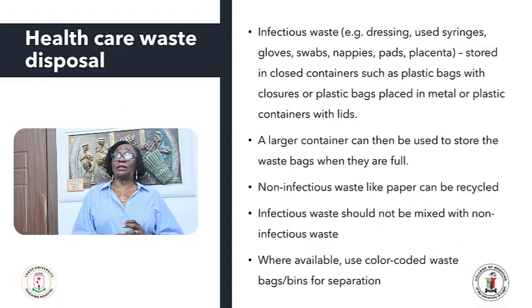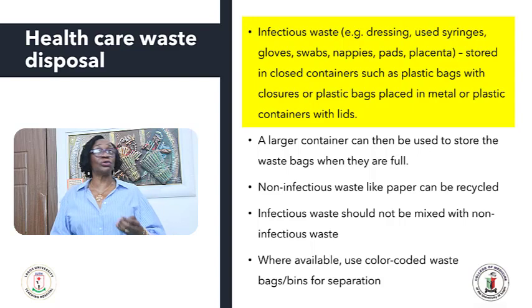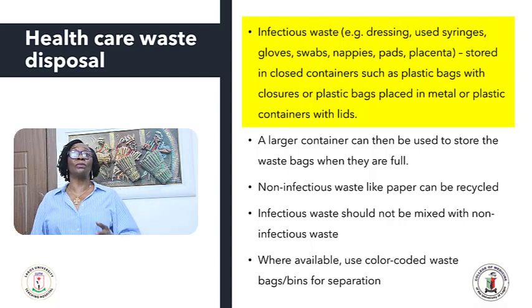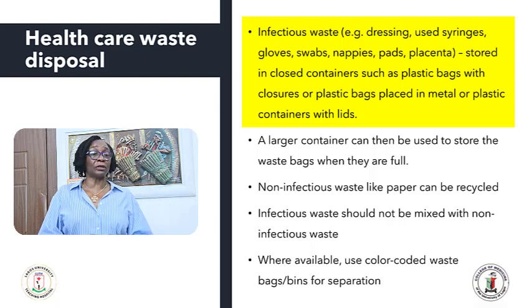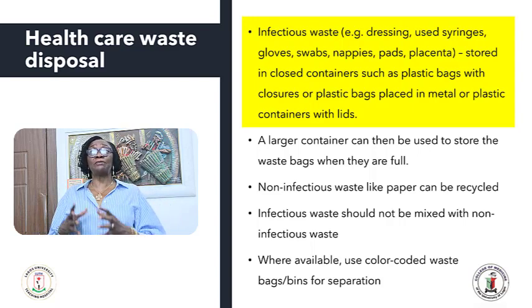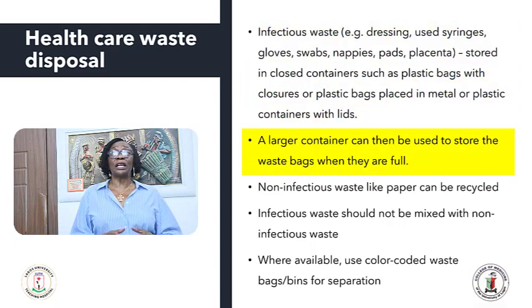The infectious wastes, which are wastes that are contaminated with body fluids and can include dressings, used syringes, gloves, swabs, nappies, pads, placenta, should be stored in closed containers such as plastic bags with closures, or plastic bags placed in metal or plastic containers with lids. A larger container can then be used to store these waste bags when they are full.